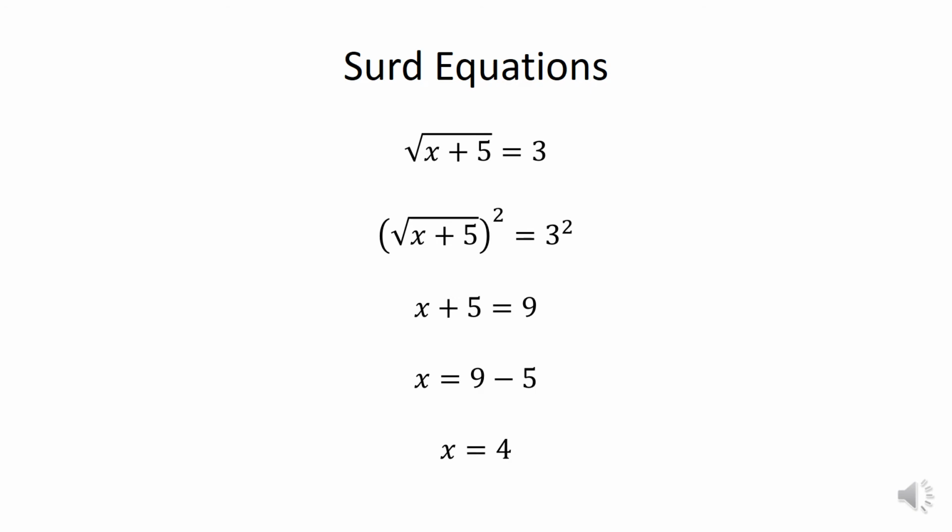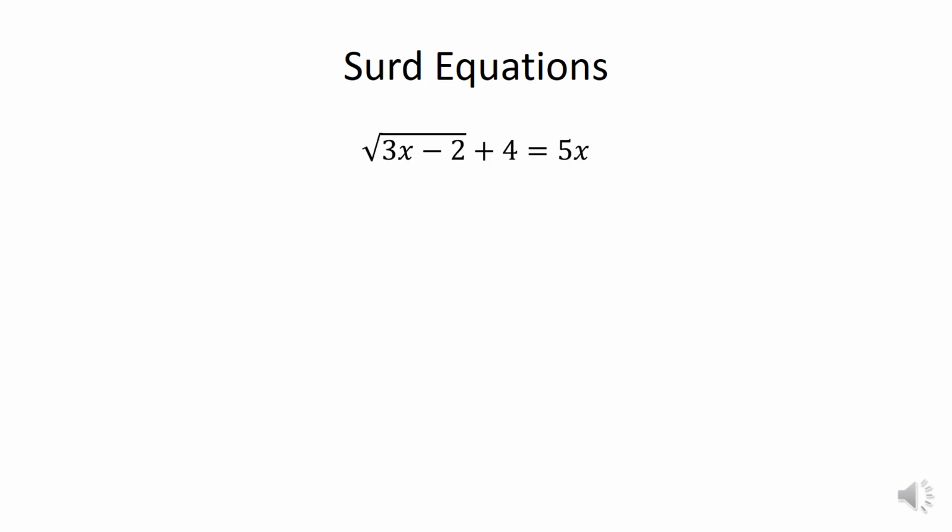Okay, of course it doesn't stay so simple. Let's look at this one. The square root extends over two terms, 3x minus 2. Then you have plus 4, and on the right you have 5x. As we suggested before, you first isolate the square root. So we take 4 from both sides and we have 5x minus 4 on the right.